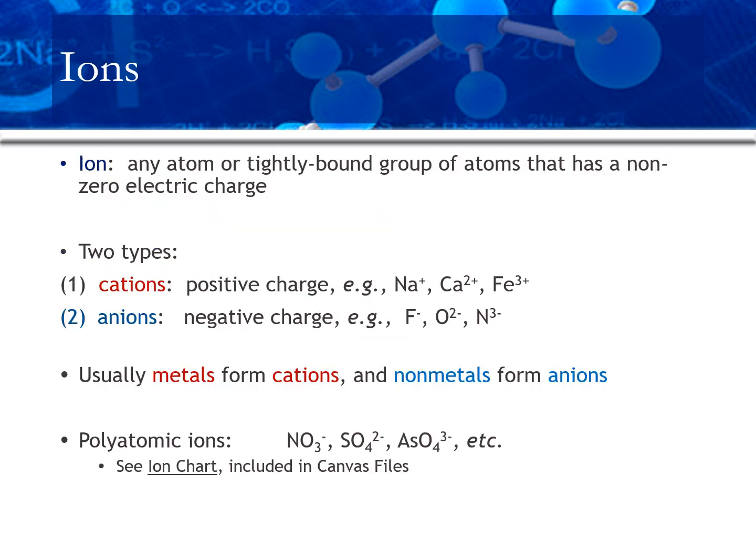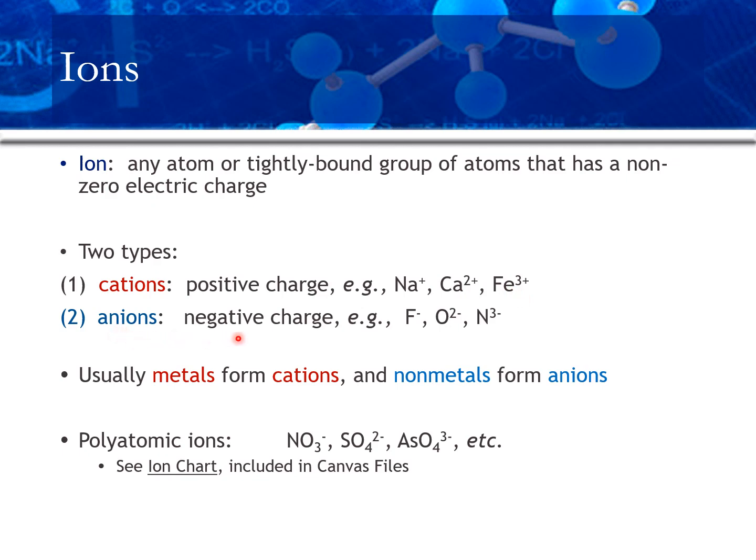So how do we tell whether a substance is a molecular substance or an ionic substance? Well, let's start by being clear about what we mean by an ion. An ion is any atom or tightly bound group of atoms that has a non-zero electric charge. It's either positive or it's negative. And we classify them in 2 categories according to whether they are positive or negative. Positively charged ions are called cations, pronounced cation. Any ion with a positive charge is a cation by definition. So this is sodium ion, calcium ion, iron 3 ion.